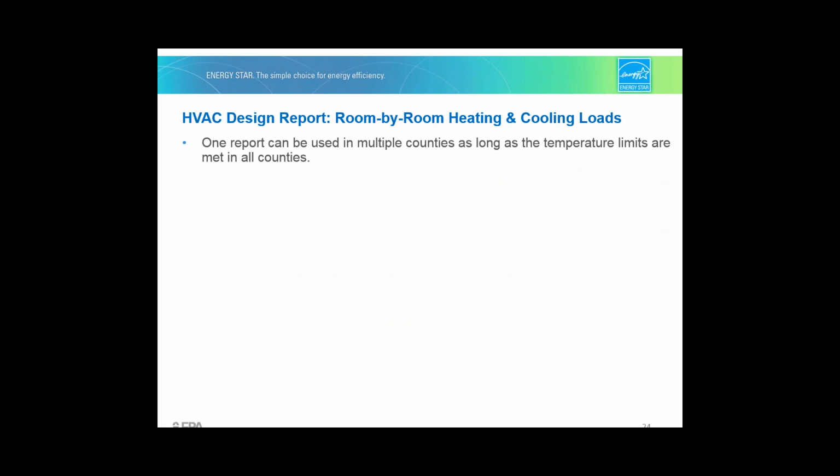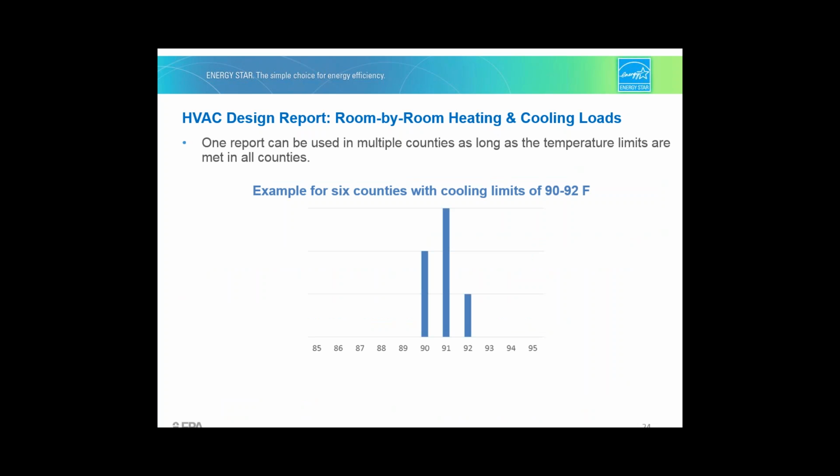And here's one more point about design temperatures. If you have a plan that will be built within multiple counties, the same design report can be used in all of those counties as long as the temperature limits are met. So for example, you might build a plan in 6 counties, and you look at the cooling design temperature limits in all 6 of those counties, and it turns out that you have 2 counties with a limit of 90 degrees, 3 have a limit of 91 degrees, and 1 has a limit of 92 degrees.